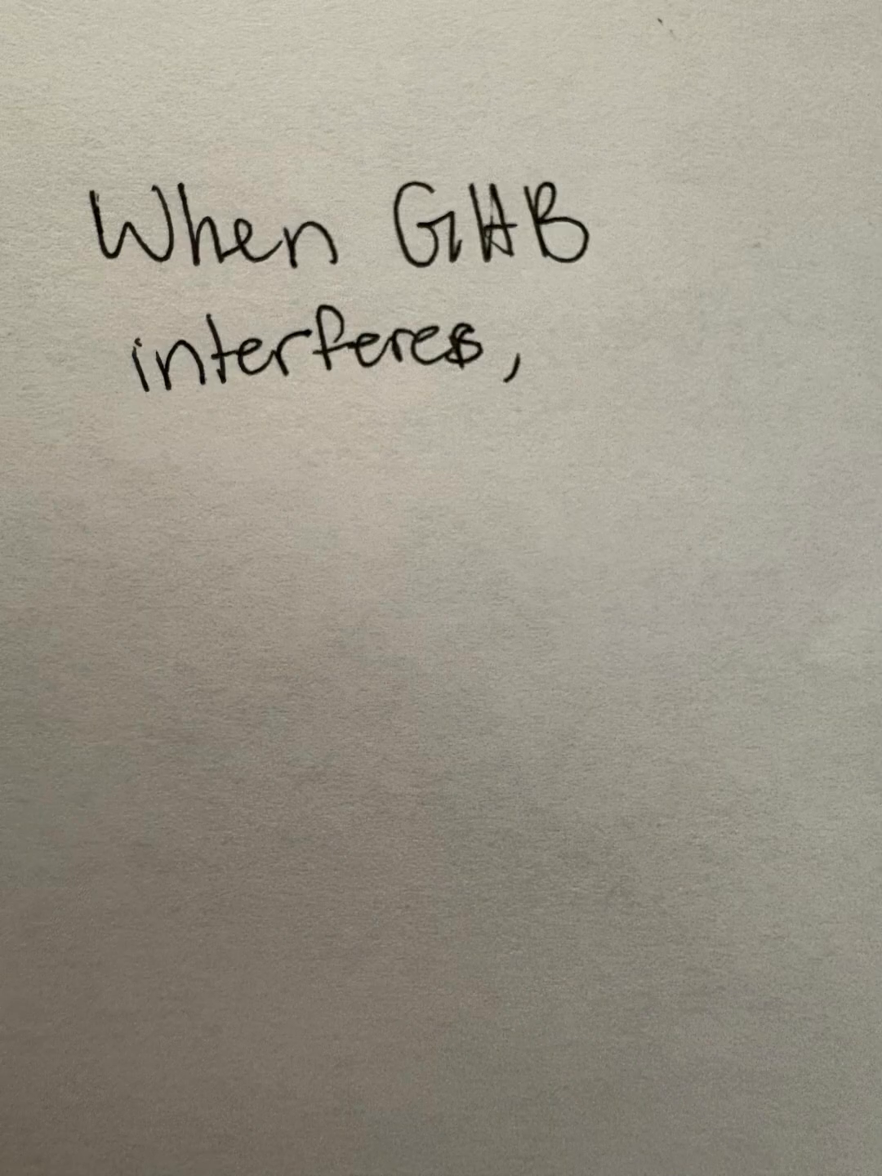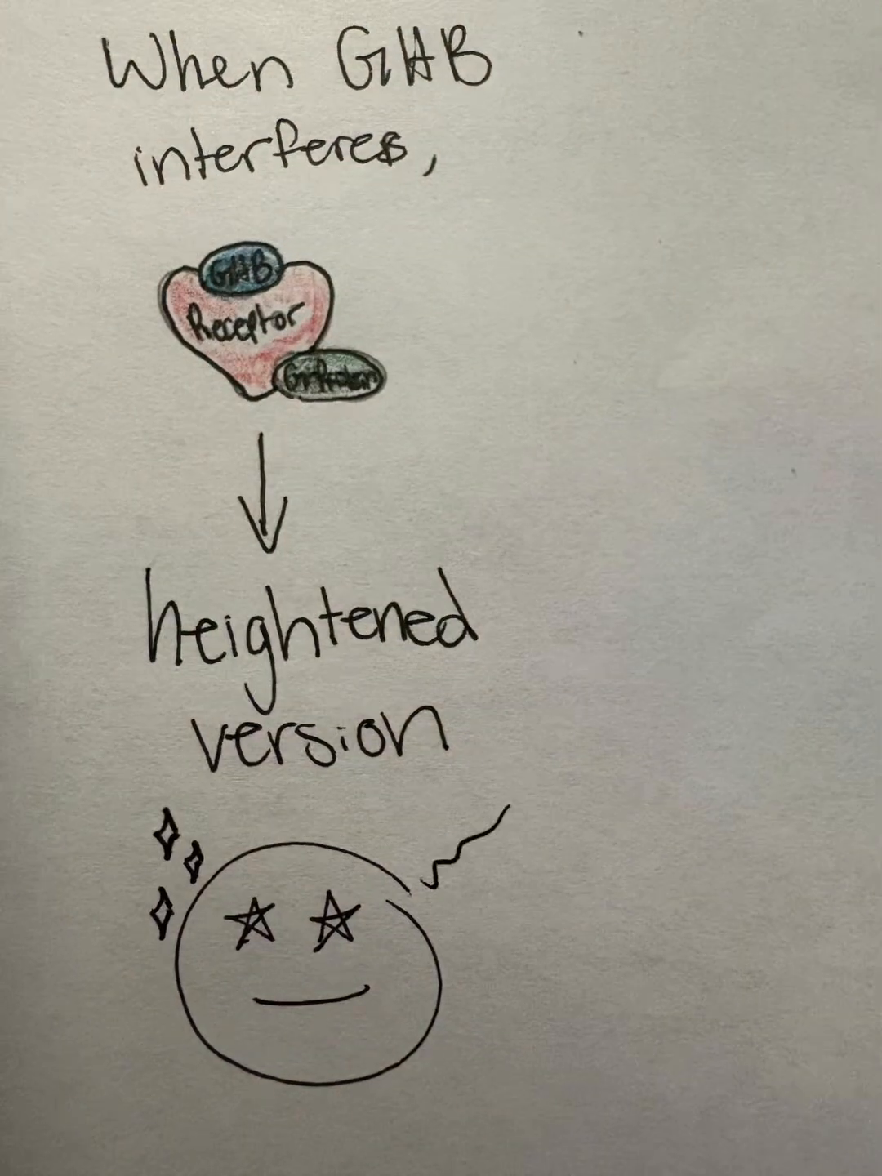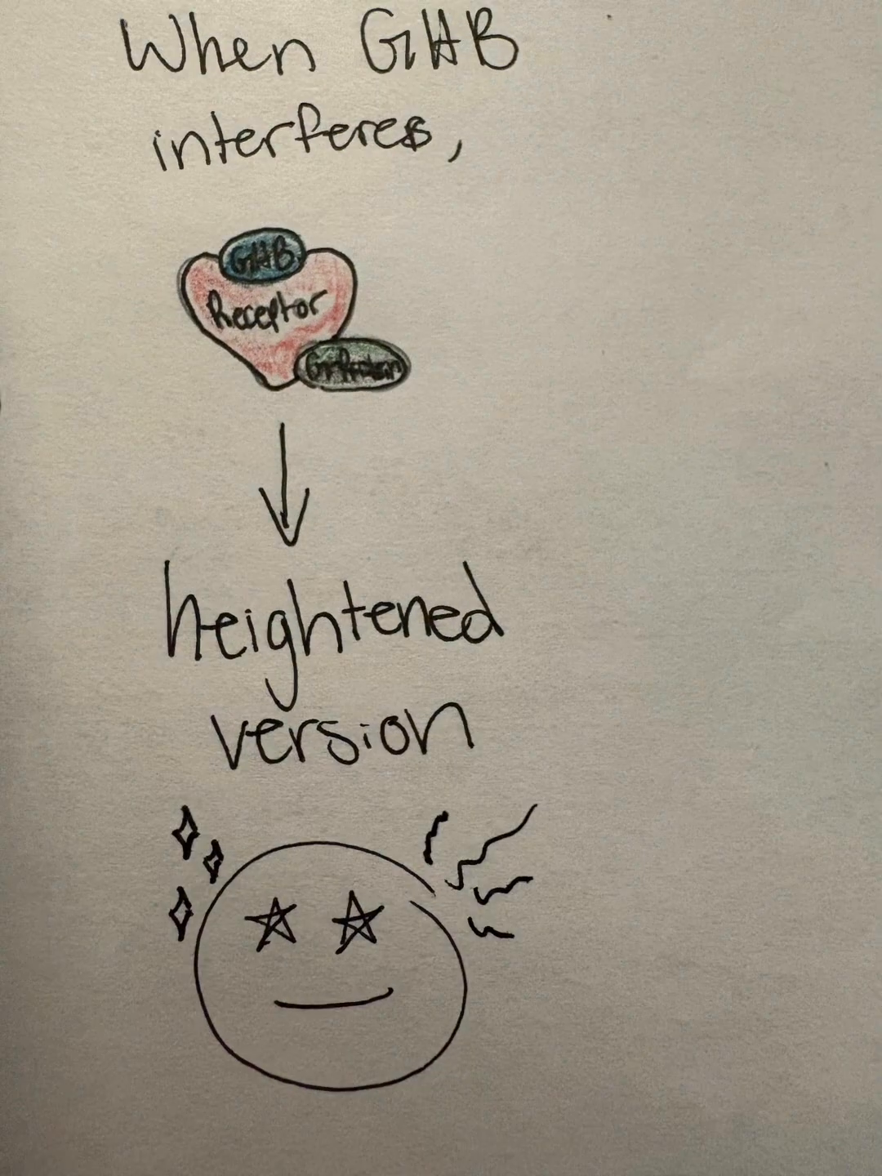When GHB interferes and takes the place of the normal ligand, the response it creates is a heightened version of the normal response.